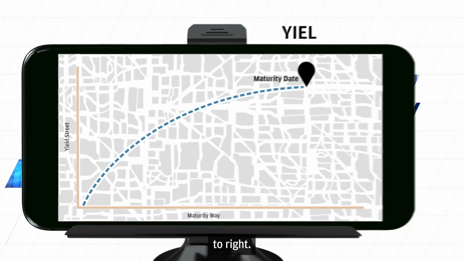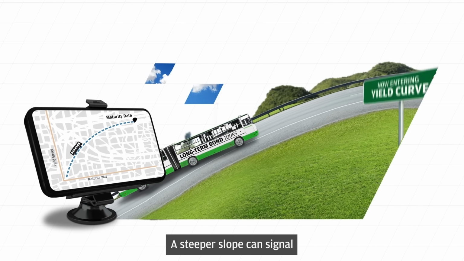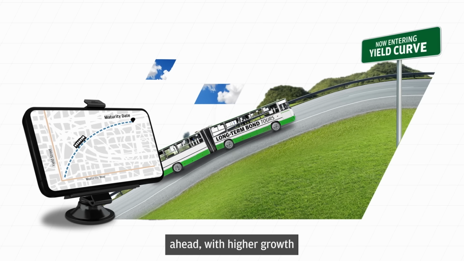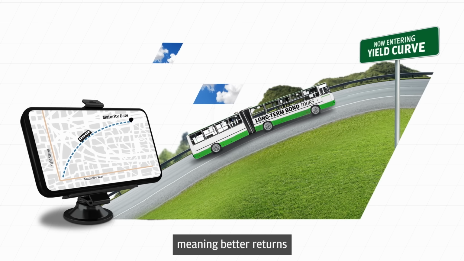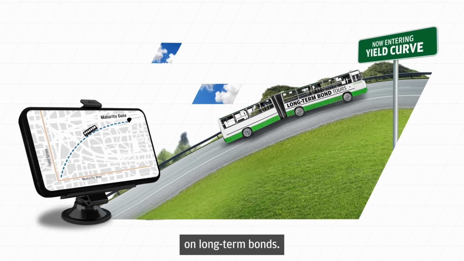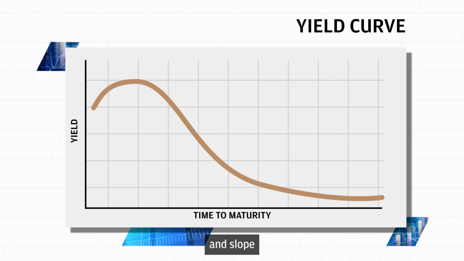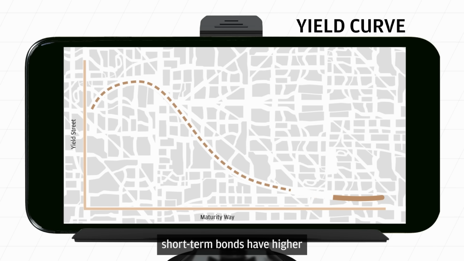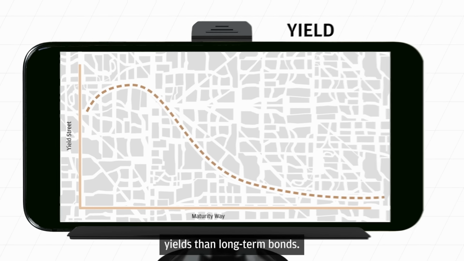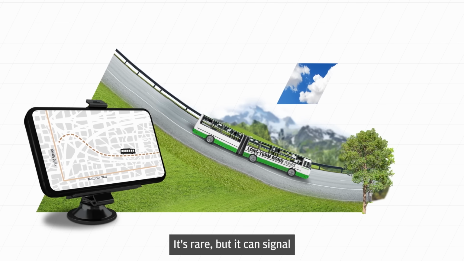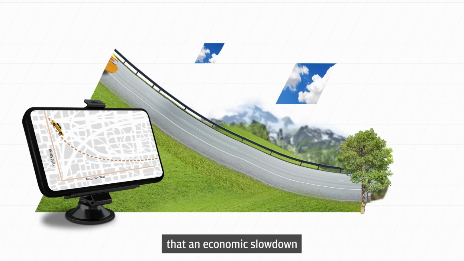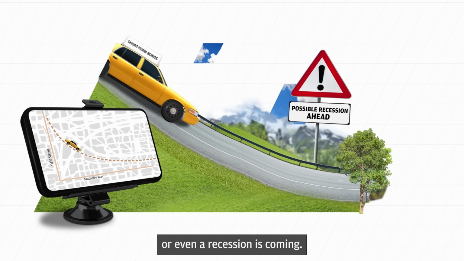left to right. A steeper slope can signal better economic conditions ahead, with higher growth and inflation, meaning better returns on long-term bonds. Yield curves can also invert and slope in the opposite direction. This happens when short-term bonds have higher yields than long-term bonds. It's rare, but it can signal that an economic slowdown or even a recession is coming.